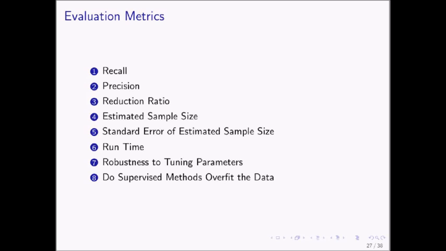You can also think about this as 1 minus the false negative rate and 1 minus the false positive rate. We'll also look at something called the reduction ratio, and I'll define these more formally. We'll look at the estimated sample size and the standard error of the estimated sample size. We'll look at the computational runtime. We can also derive the computational complexity. One should look at the robustness to the tuning parameters. This is very important. And something else, if you're using a supervised method: is it overfitting the data?